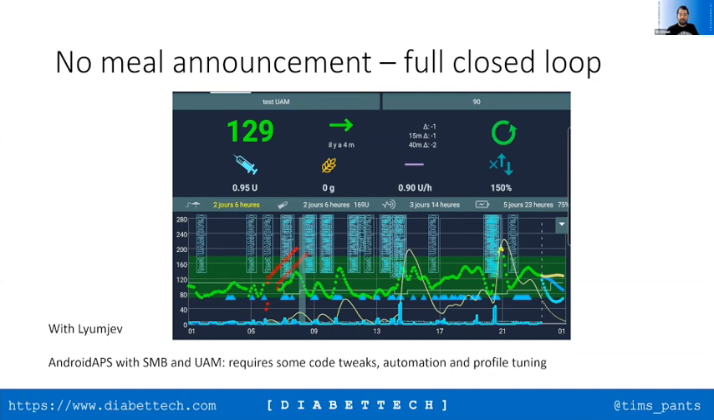If you consider that the time in range for the pigs using Android APS fully closed loop was better than most people get using MDI in the UK, that's quite an interesting statistic. But that's the difference between the two systems. So just something to think about.